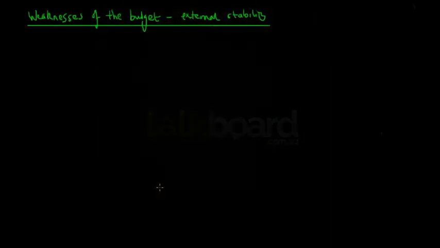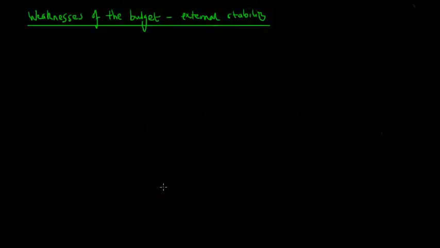Hey guys, this lecture will focus on the weaknesses of the budget in achieving external stability. Now, to remind ourselves what external stability is, briefly it means that there is a low CAD to GDP ratio, a sustainable net foreign debt, and a stable dollar.